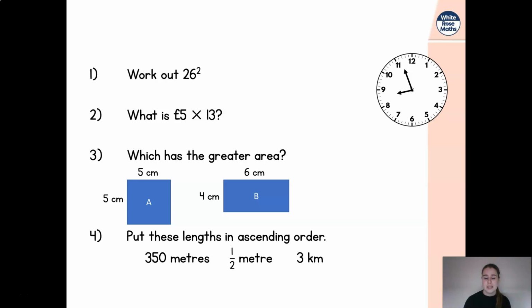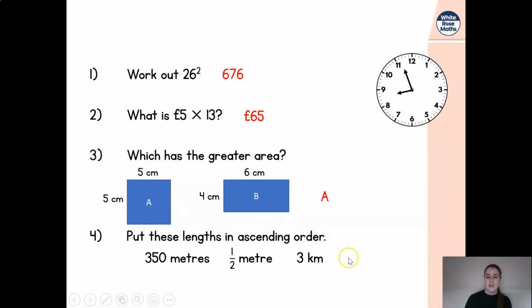So this is going to be 26 multiplied by 26, 676. What is £5 times 13? Well, all we do is we do 5 times 13 and we turn it into pounds, 65. Which has the greater area? Well, we know that 5 times 5 is going to be 25 centimetres squared, and 6 times 4 is going to give us 24 centimetres squared. Therefore, A has a bigger area.